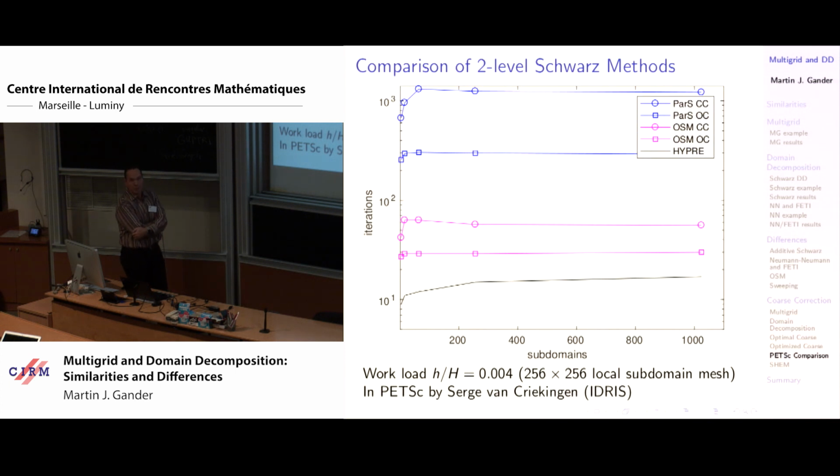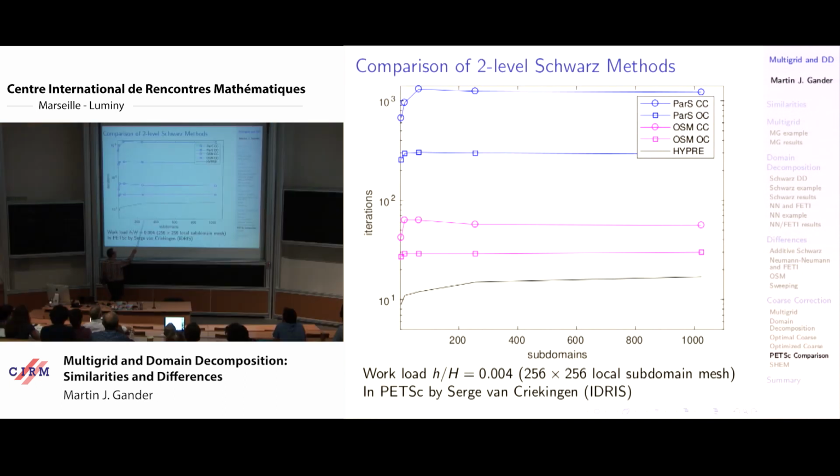And we were working in the meantime on non-symmetric problems, because all these ideas apply to non-symmetric problems. But here are results for a symmetric problem. These are all results that were done in PETSc by Serge van Criekingen from IDRIS. This is a scaling experiment. We have 200, 400, 800, up to 1,000 subdomains, which means processors. It's a PETSc implementation, and these are iterative methods, no Krylov for the moment, so I cannot show additive Schwarz on this. This is just the parallel Schwarz method.